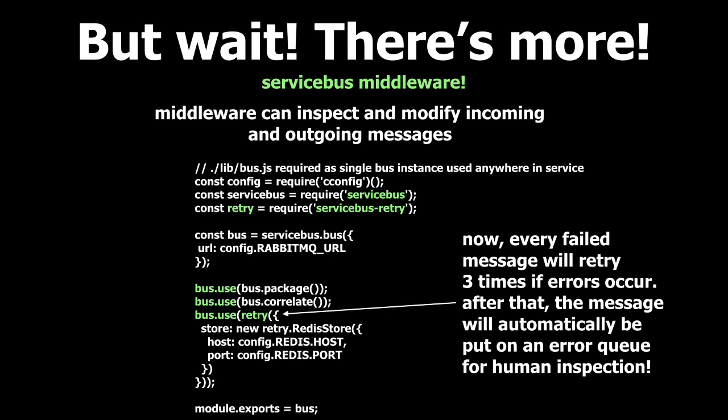This retry middleware, which you can get from npm install service bus retry, will actually modify the object and put a function on it and override the ACK and reject, such that if you fail and you throw an exception and you haven't rejected a message, it'll retry it 3 times. And then after the 3rd time, if it's still failing, it'll put it onto an error queue for people to look at. And so the purpose of that is, one, that helps you get rid of that poison message scenario.